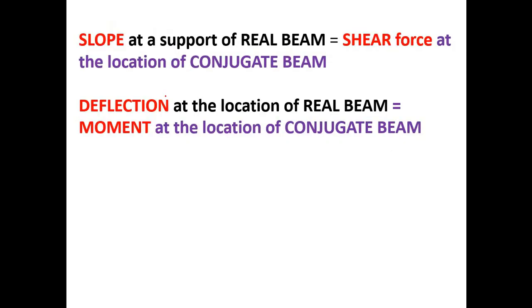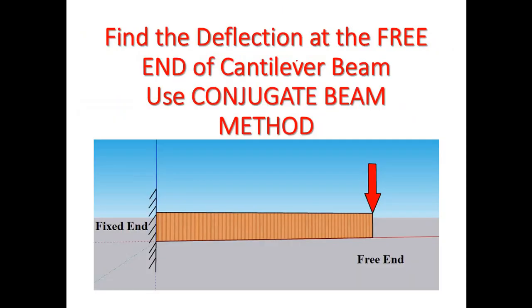Now the theory of the conjugate beam states that the slope at the support of the real beam is equal to the shear force at the location of the conjugate beam. Then the deflection at the location of the real beam is equal to the moment at the location of the conjugate beam. Remember that S stands for slope and S stands for shear. So the slope at the support of the real beam is equivalent to the shear force at the location of the conjugate beam. Find the deflection at the free end of the cantilever beam.